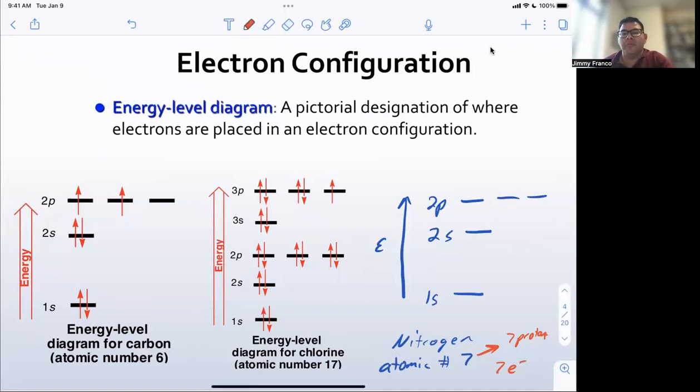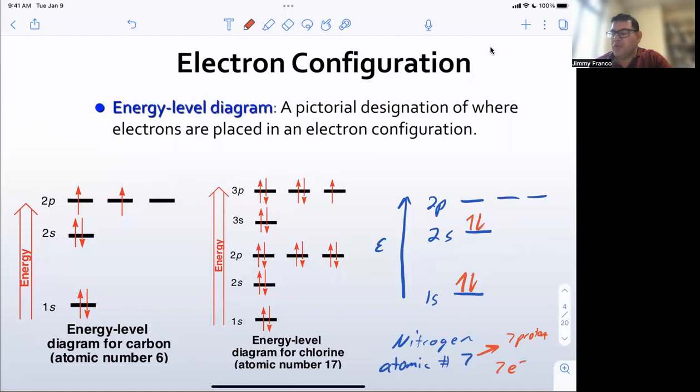So let's just start from the bottom and work our way up. So the bottom one gets 2. And remember, they're always going to spin in opposite directions. Right? So one's going up, one's going down. We move up to the next level. 1 goes up, 1 goes down.